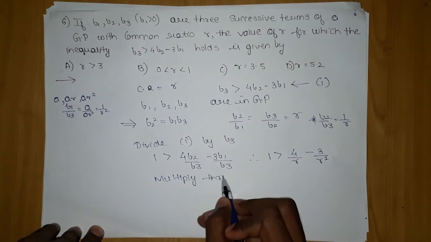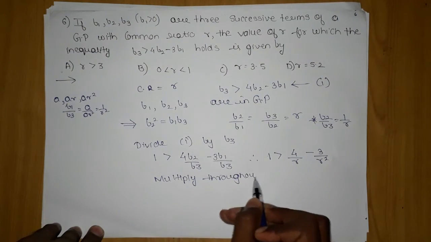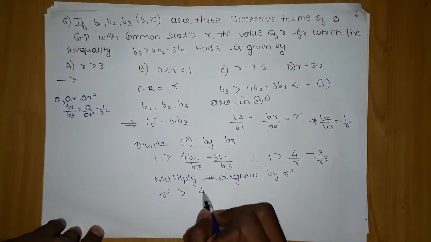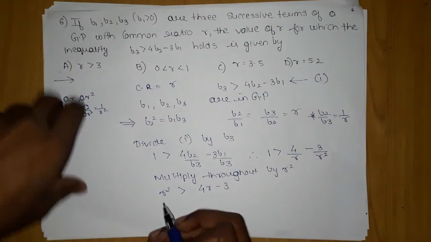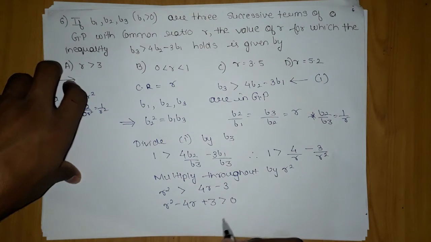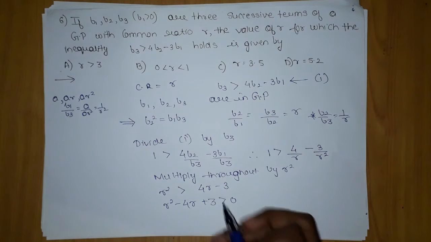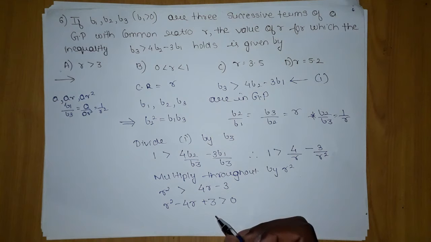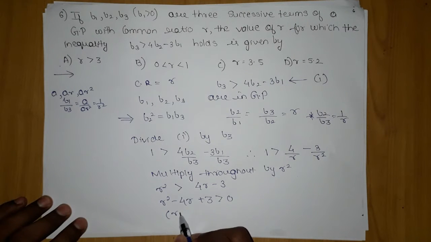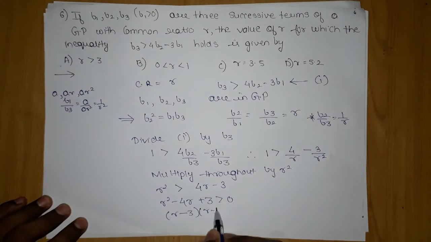throughout by r square, giving me a quadratic inequality: r square greater than 4r minus 3. So what we are getting is r square minus 4r plus 3 should be greater than 0. Now we are going to solve this. If I try to get the roots of this, the factors will be r minus 3 and r minus 1.